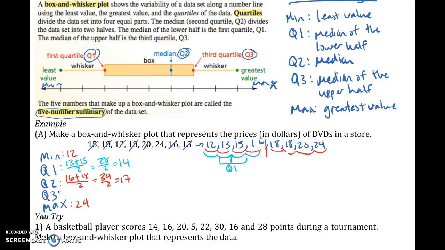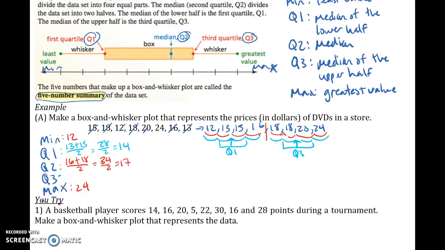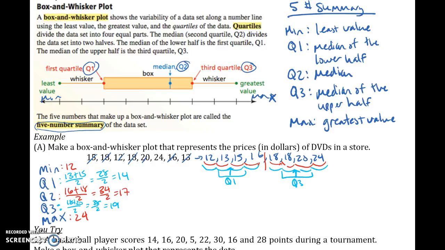And then Q3, same deal, right? Looking at the upper half, going in, 1, 2, again, even number of points. So Q3 is going to be the average of 18 and 20. Anyway, Q3, we're going to average 18 plus 20 divided by 2. So 38 divided by 2 is 19. Okay, so these are our 5 numbers for our 5-number summary.